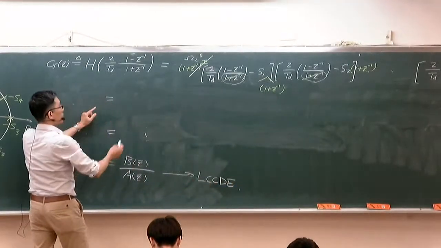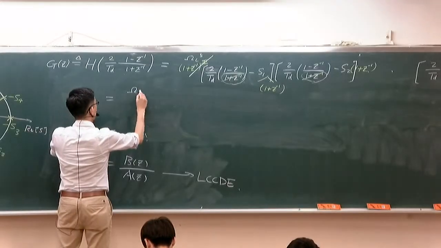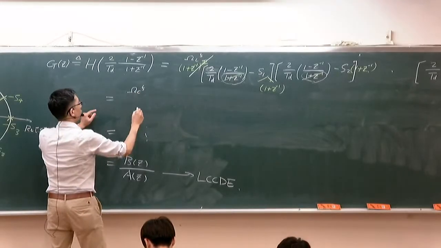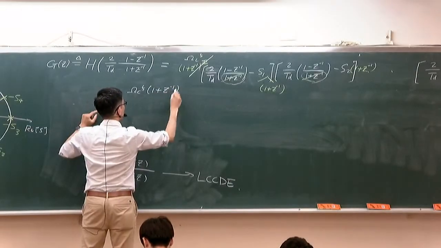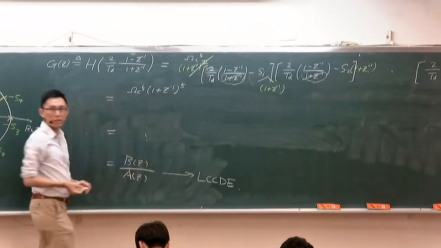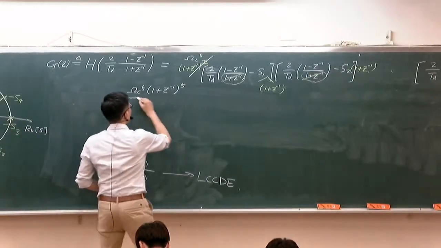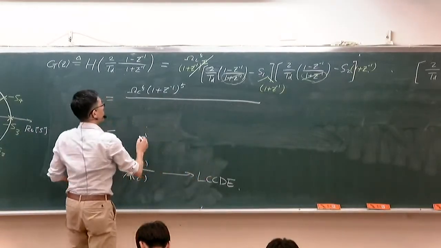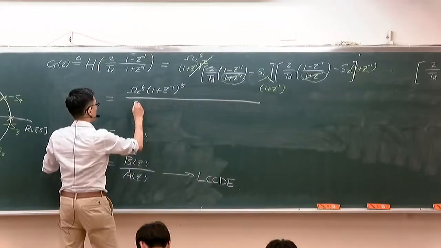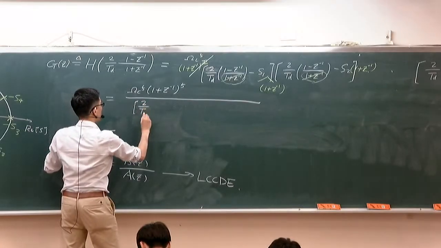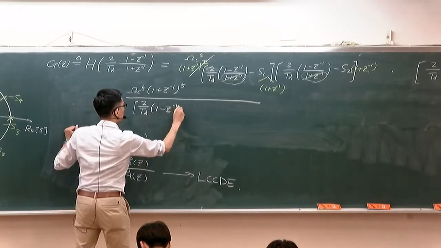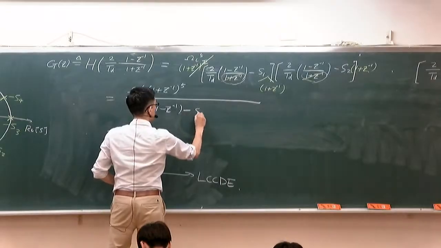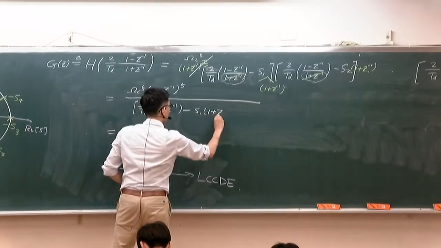So now finally on top we still have omega c to the 5th power. At the bottom we have 1 plus z inverse, which is going to show up 5 times. And at the bottom we also have 2 divided by TD, times 1 minus z inverse minus S1 times 1 plus z inverse.